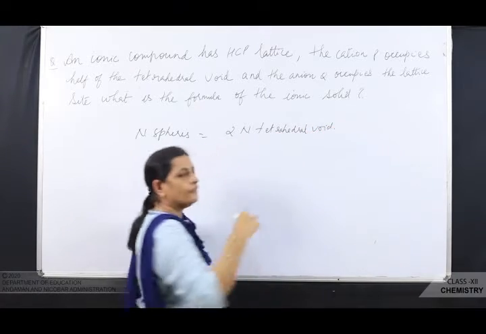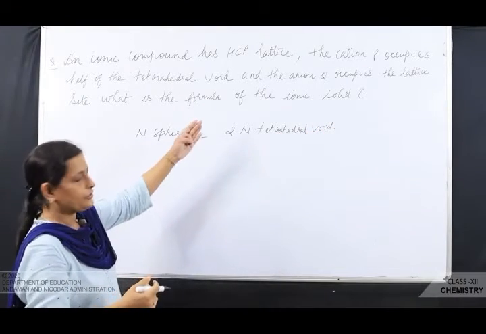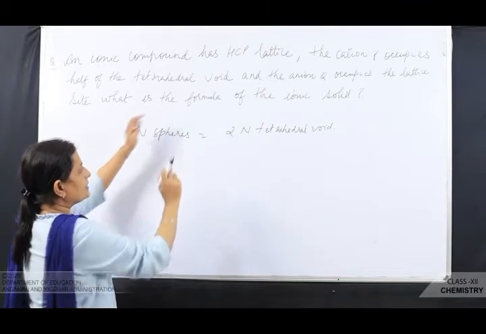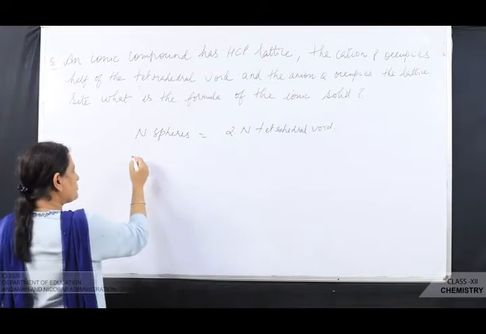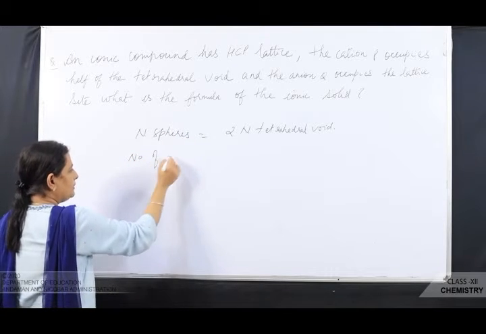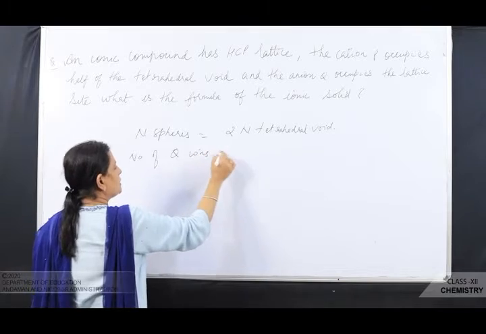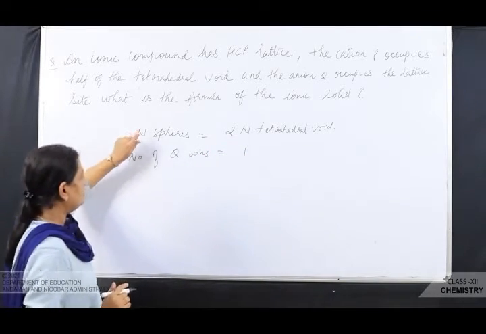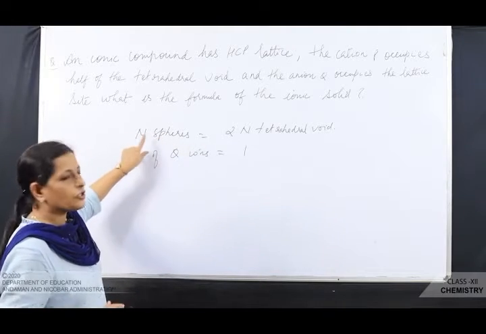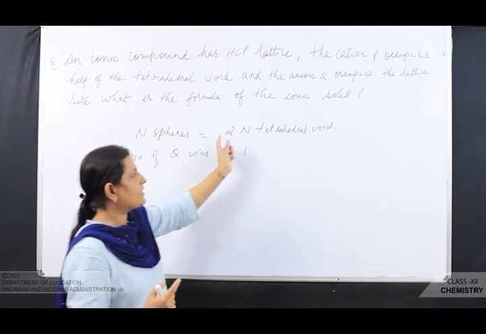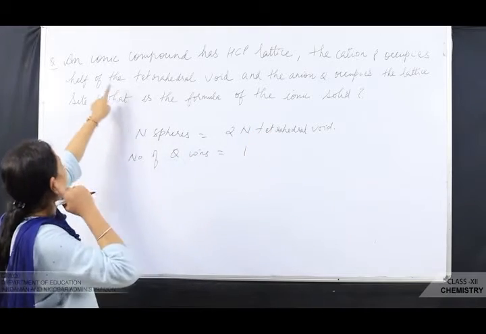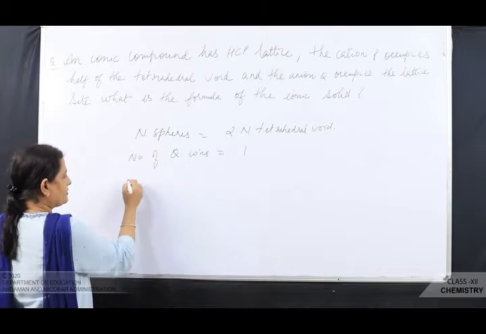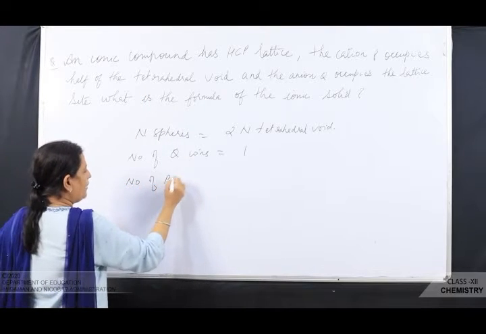So, you can solve it in different ways. The way I am going to apply is this: Q is the sphere here because it is occupying the lattice site. So, I am going to write the number of Q ions equal to 1 and correlate with this. The number of spheres here is 1. So, what will be the number of tetrahedral voids? 2. P occupies half of the tetrahedral voids. So, the number of P ions is equal to what?